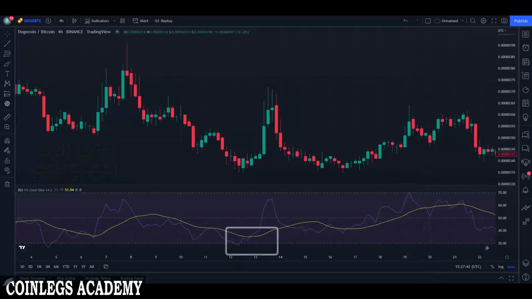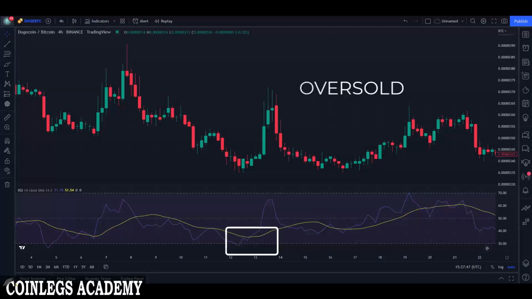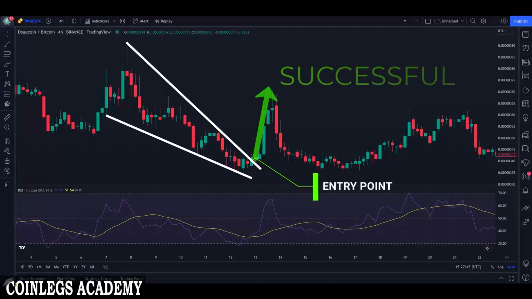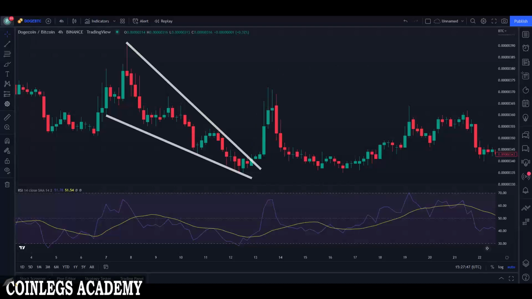As you can see in this area, RSI is in the oversold region and crosses upwards. This is a very good signal for a potential long position. This area is also where the price breaks out of the falling wedge pattern upper line. If we consider these bullish signals and take our entry from here, as you can see, it's a successful trade.